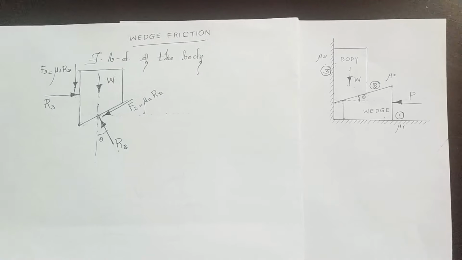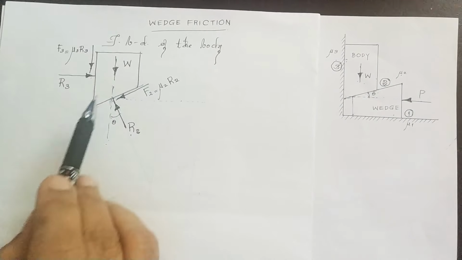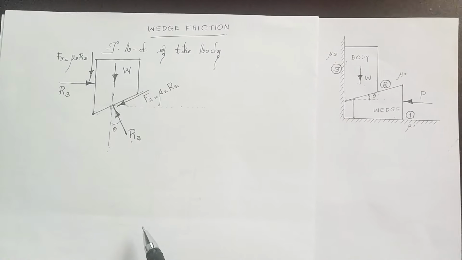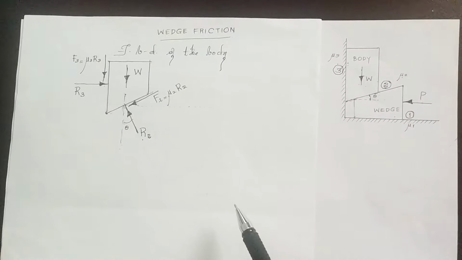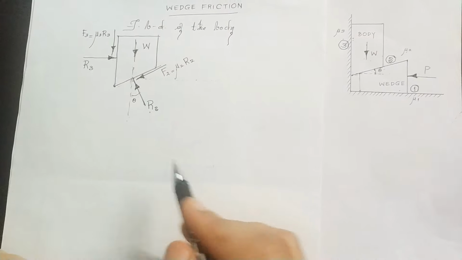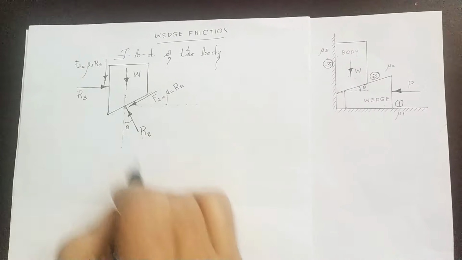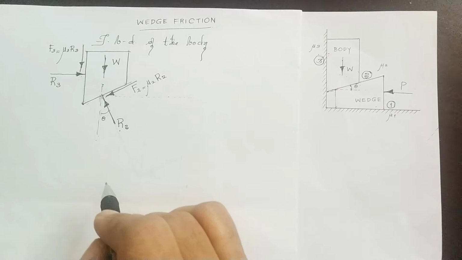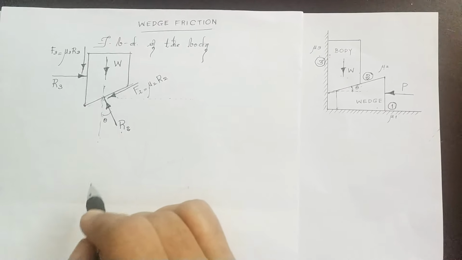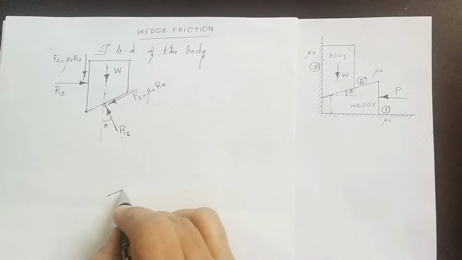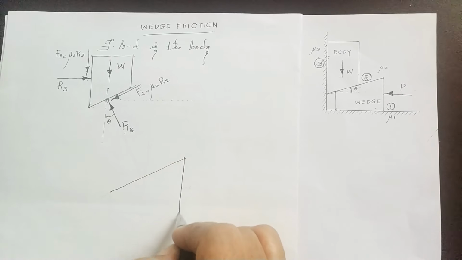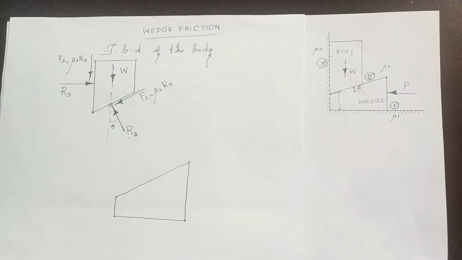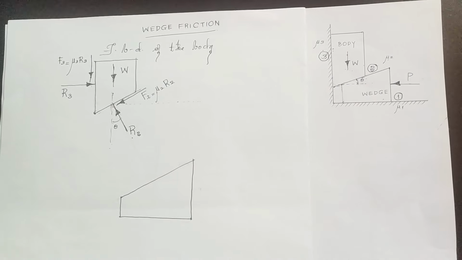Similarly, before considering the equilibrium of the body separately, let's draw the free body diagram of the wedge as well. And we'll consider the equilibrium separately after that. I'm drawing this together so that you understand how the reactions act along the surfaces of contact. So we have the wedge like this, and look at the forces acting on the wedge.